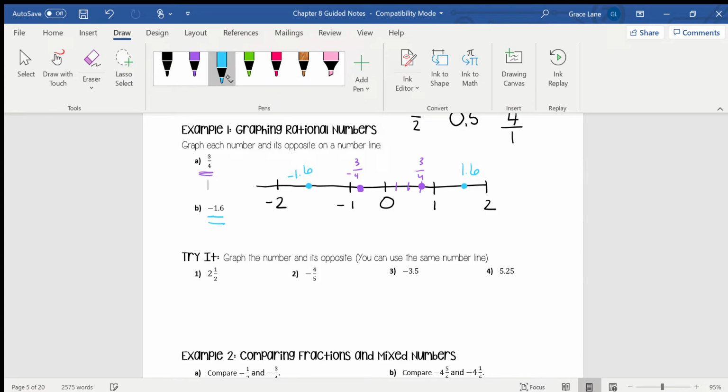When I graph negative and positive decimals and fractions, again, I just kind of estimate using some of my logic or reasoning skills about where it's going to be. So you guys pause here and try the try it questions, then come back and chat. So the try it questions say graph the number and its opposite. You can use the same number line. So I'm going to just draw a really big number line. It looks like I'm going to have to go up to 6 on each side.